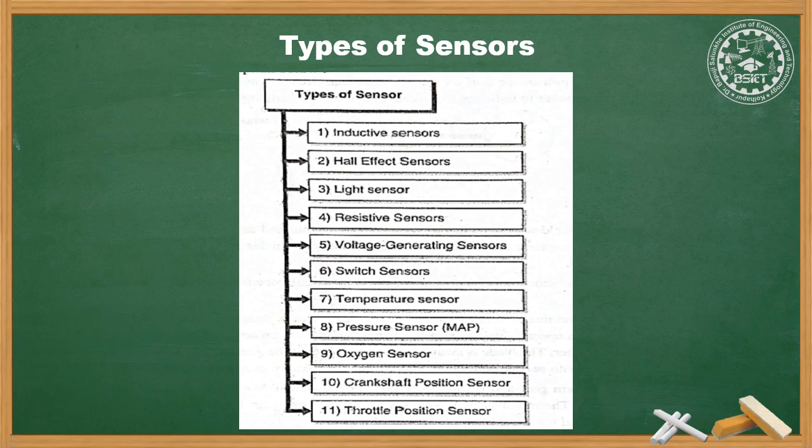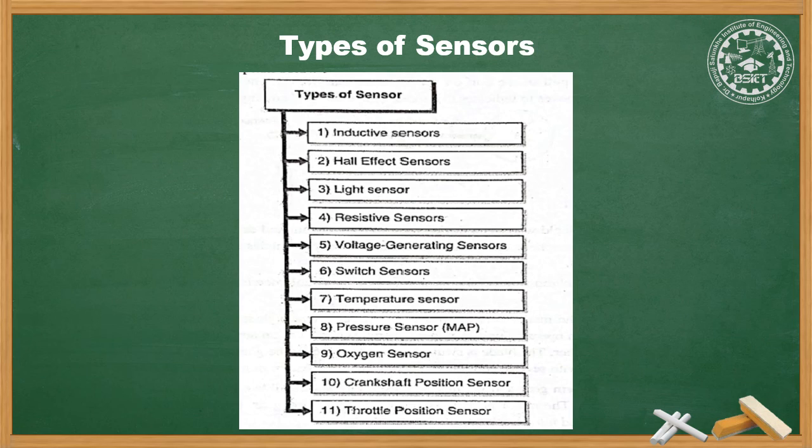The 10th one is crankshaft position sensor. The crankshaft position sensor is used by the control module to calculate engine speed and cylinder position. The control module uses this information for fuel delivery and proper ignition system.